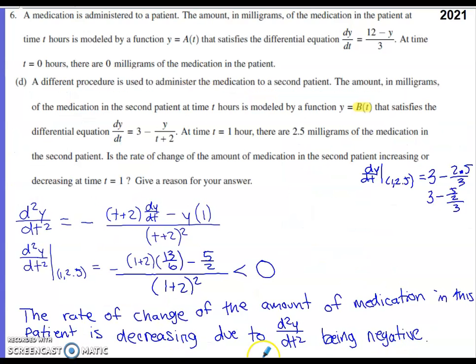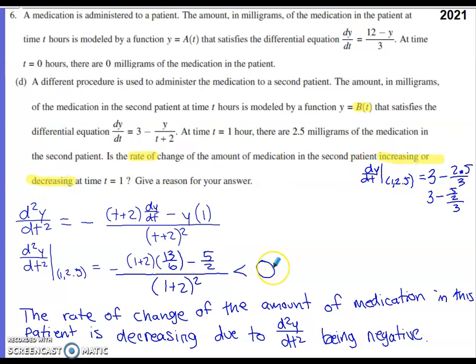And then the final part of this says that we've got a different patient that has a different procedure used to administer the medication. And the amount of medication within the second patient after t hours is going to be modeled by the function b of t. B of t satisfies this differential equation, so different than the one that we've dealt with throughout the problem so far. They tell us that at the 1 hour mark, we've got 2.5 milligrams of medication in the person. And then it asks, is the rate of change of the amount of medication in the second patient increasing or decreasing at time 1?